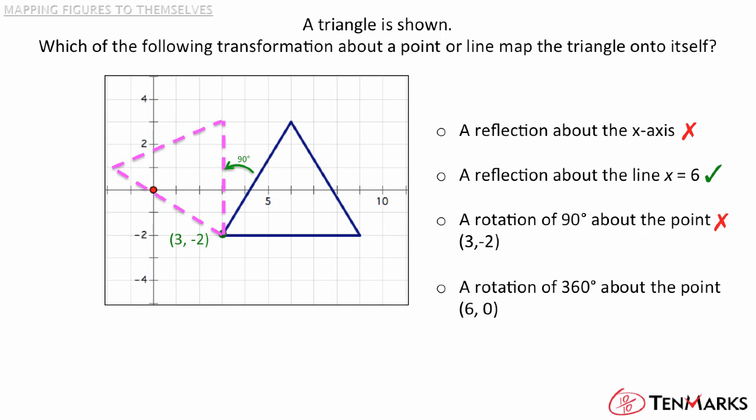Try the last one. A rotation of 360 degrees about the point (6, 0). A rotation of 360 degrees would be a complete turn around the point. This would map the triangle back onto itself. So this transformation works as well. Try one more problem.